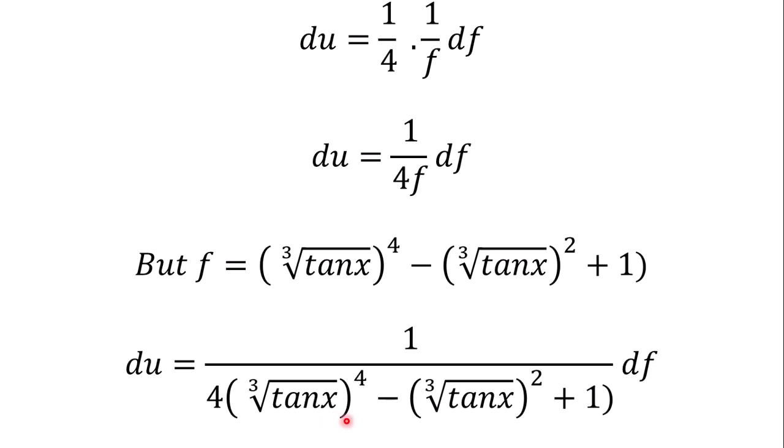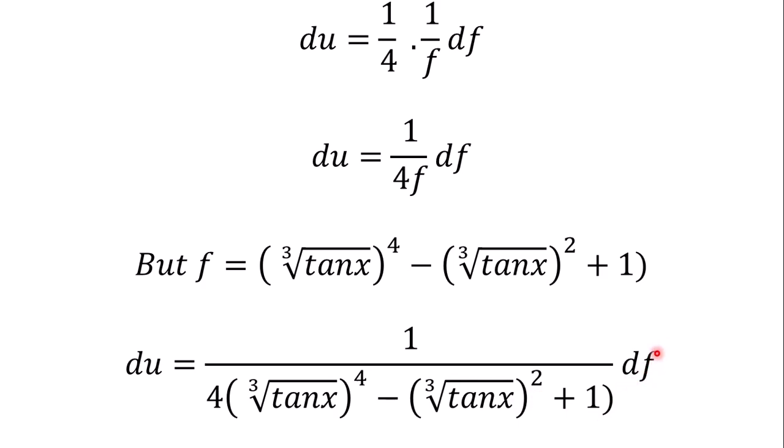Okay, all right. So the whole of this one is being multiplied by 4. Don't confuse yourself. The whole of this is being multiplied by 4. So it's 4 into bracket cube root of tangent x to the power 4 minus cube root of tangent x to the power 2 plus 1.